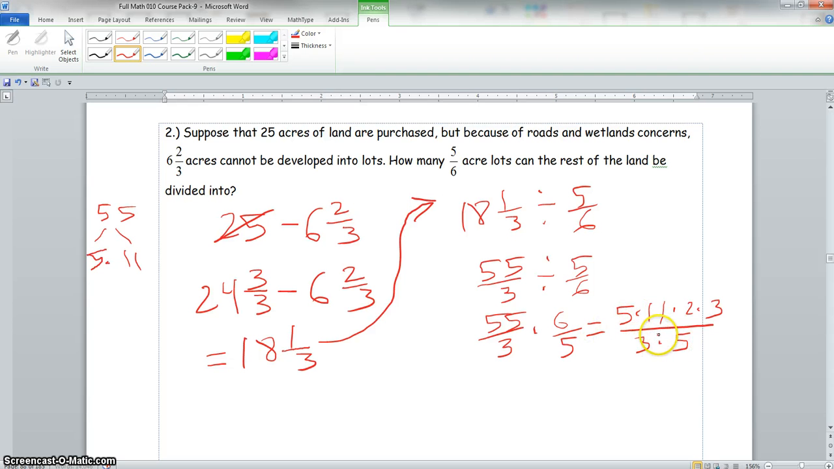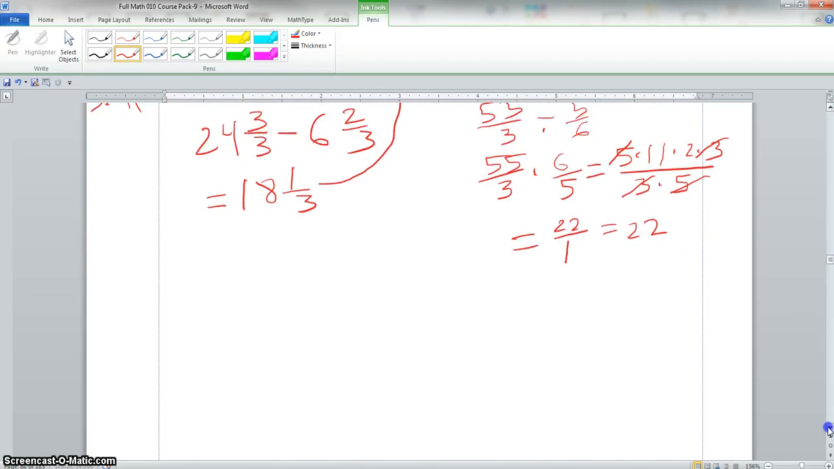So we simplify out what they have in common. They have a set of 3's in common, and they have a set of 5's in common. So those simplify out. So now we will have 11 times 2, which is 22. And since everything's simplified in our denominator, that would be 1. So 22 divided by 1 is 22. And they ask us how many 5/6 acre lots can the rest of the land be divided into. So our answer is 22.